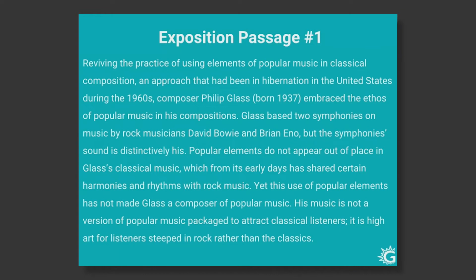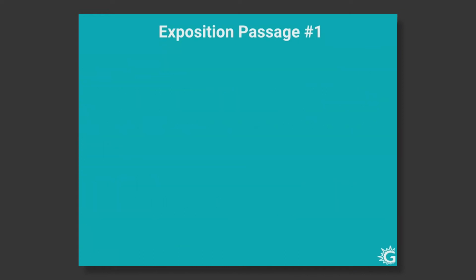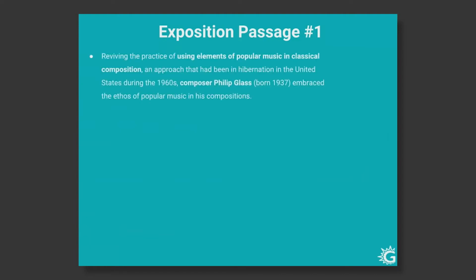Okay, I know that may seem like a lot to take in, but let's go ahead and break it up. I'm going to just break it into smaller chunks with some portions highlighted. Let's take it one sentence at a time. All right, so we have the introductory sentence over here where the first chunk tells us that somebody revived a certain practice. What was that practice? It's the practice of using elements of popular music in classical composition.